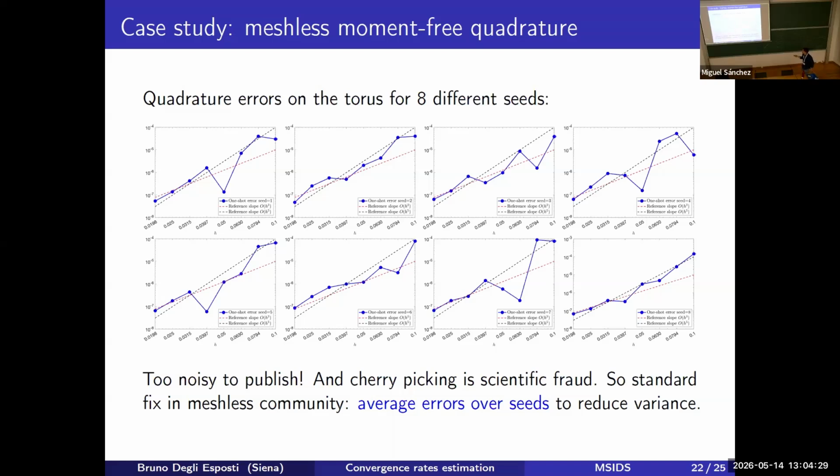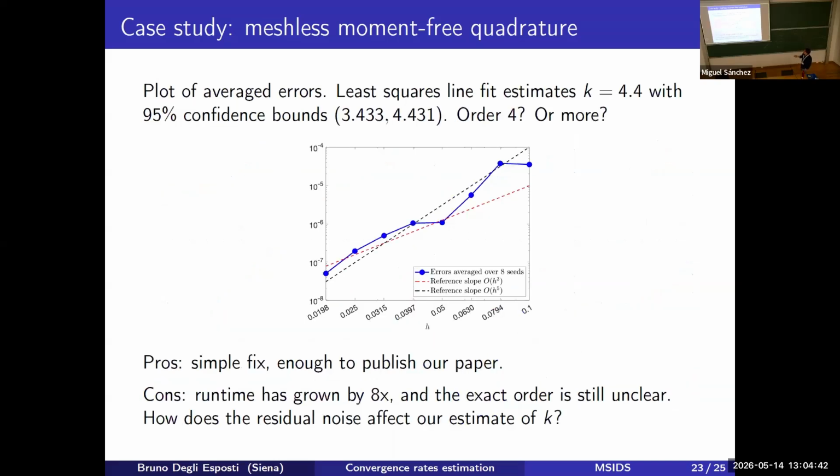Okay, so the standard fix is to average errors over seeds to reduce variance, and John has taught us by how much it will be reduced. Right, so I don't need to say it. And when we plot the averaged errors, we get this curve, and the linear least squares fit gives us k equal 4.4 with 95% confidence bounds 3.4, 4.4. Okay, so order 4, maybe more.